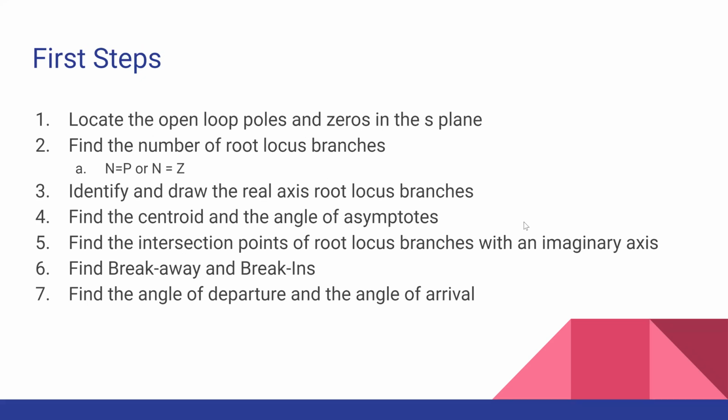And then in the end, how our centroid is found is by dividing the sum of real parts of finite open loop poles subtracted from the real part of finite open loop zeros, and dividing that all by p minus z. And then to find the angle, that can also be done. Fifth rule is finding the intersection point of the root locus branches with the imaginary axis, followed by finding breakaways and break-ins. And so that's our general gist of how we're going to draw these root loci.